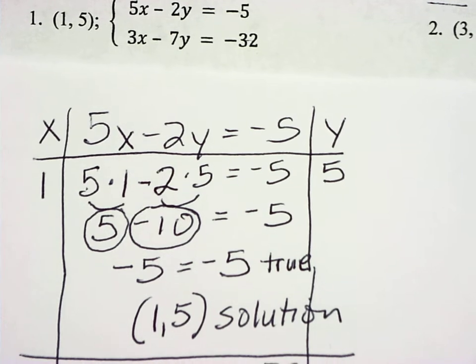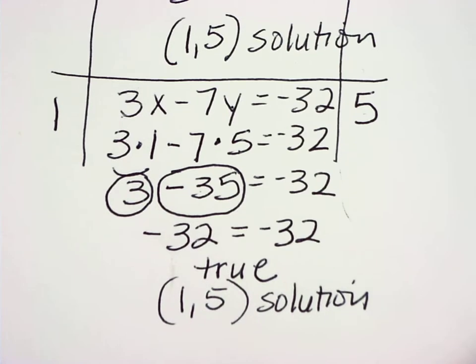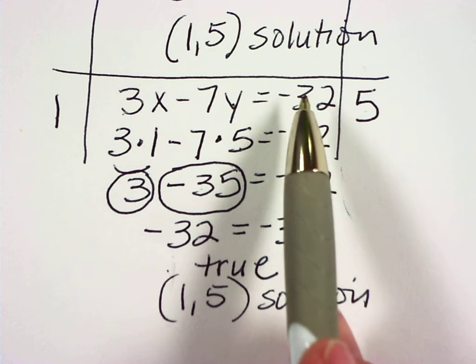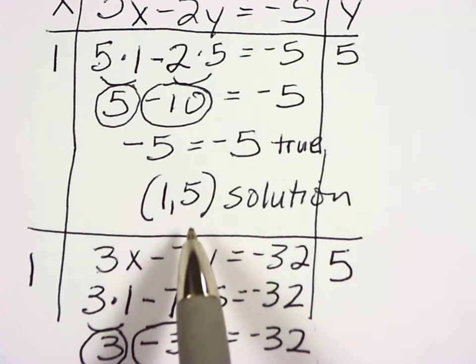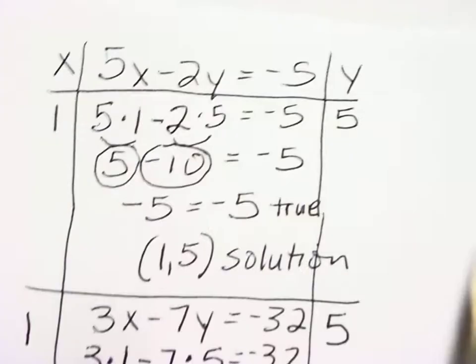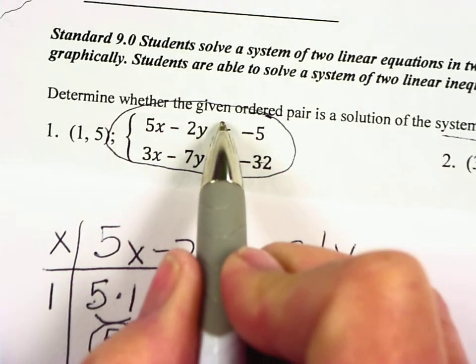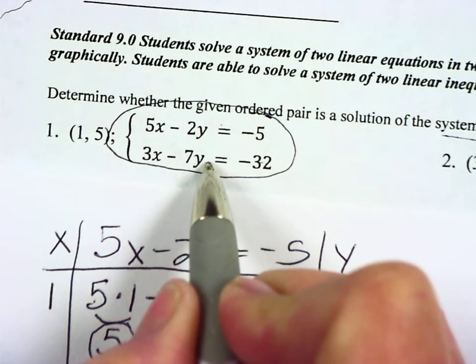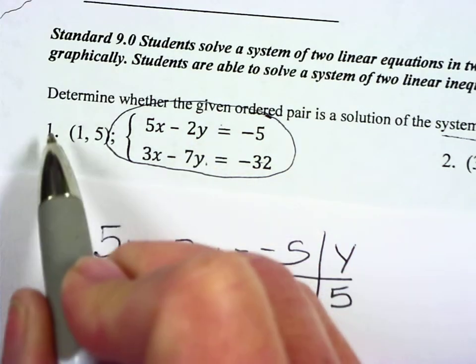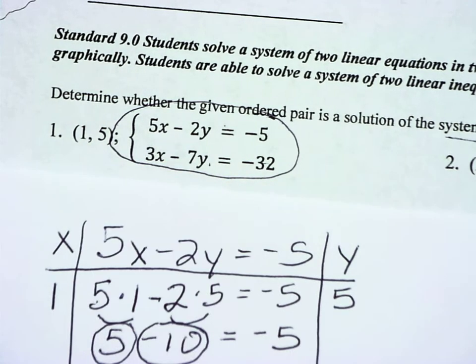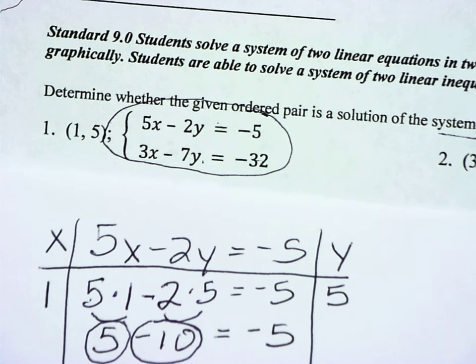Oh, I'm so sorry. Look what I just did. I'll give you a second to look at that. If 1, 5 is a solution of this equation and 1, 5 is a solution of this equation, then 1 comma 5 is a solution of the entire system. So if I graphed these two equations, the one point where they would intersect or touch would be at 1 comma 5. And I can figure that out without graphing just by plugging that in. How cool is that? Extremely.